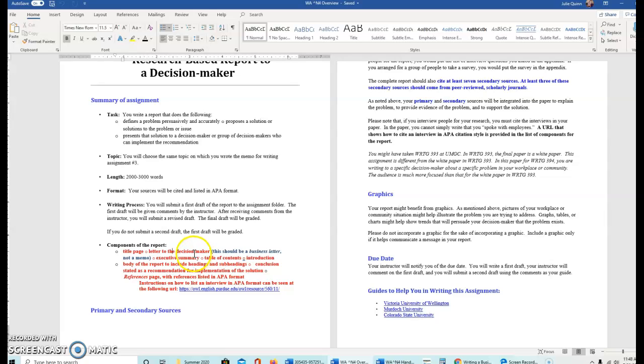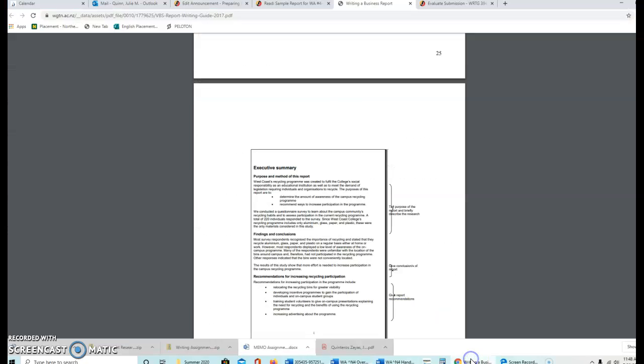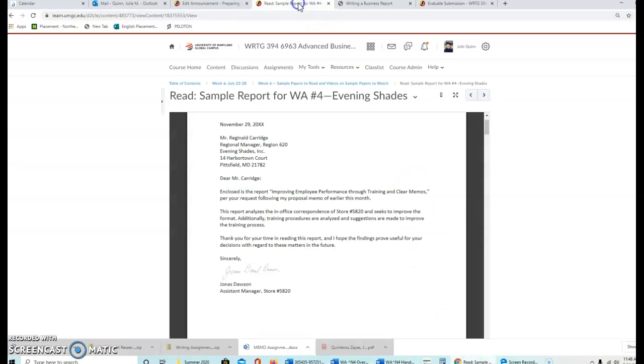But note that this letter is not the memo that you've already put together in writing assignment number 3. It's just a small transmission letter. And you can see this right here in the sample for Evening Shades. And remember those videos that go over some of these samples from the two different professors of 394? The transmittal letter is brief. It's not the retooling of the memo.